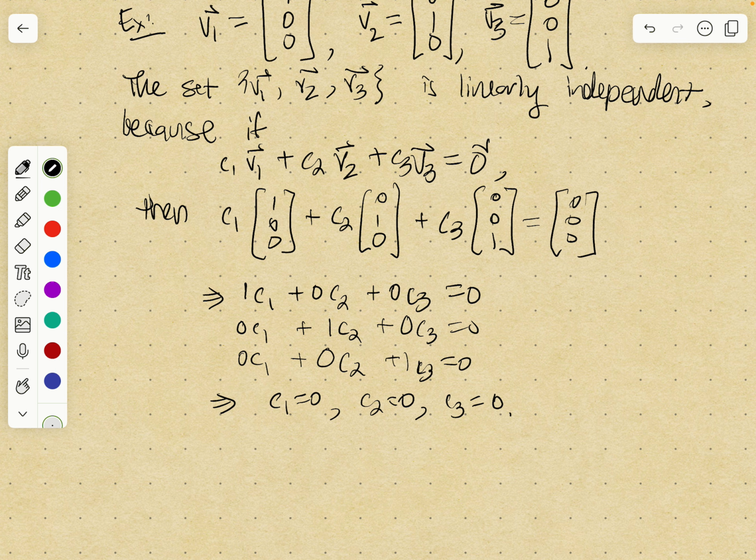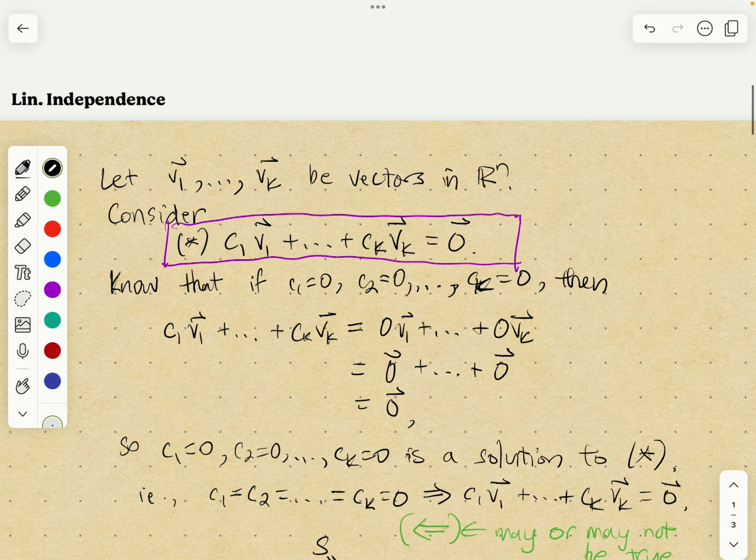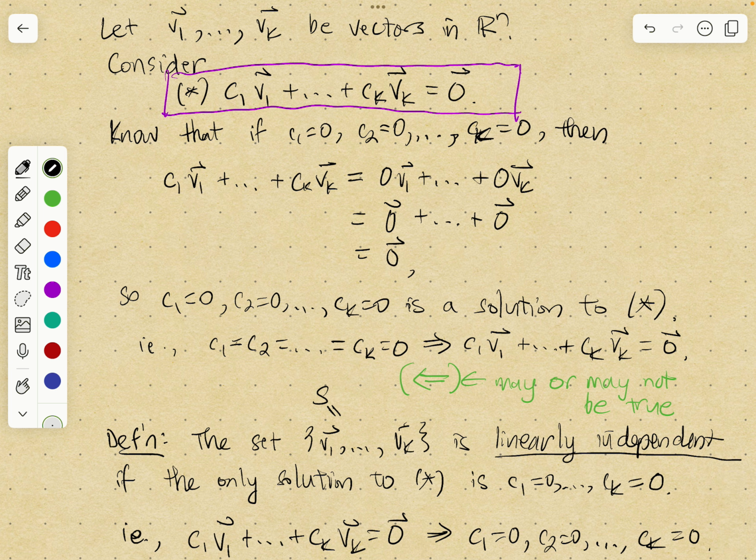So if you know that this equation is true, that implies that all these coefficients are 0. So that tells me that there's no non-trivial linear combination of these 3 vectors, V1, V2, and V3, that produces the 0 vector. Let me write that out above to indicate. So this solution, where C1 through Ck are all 0, is called the trivial solution to this equation.